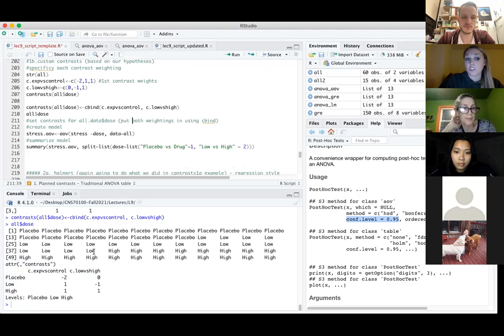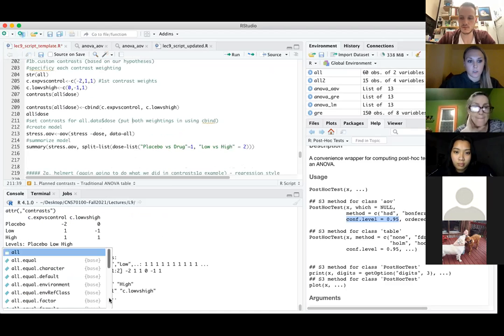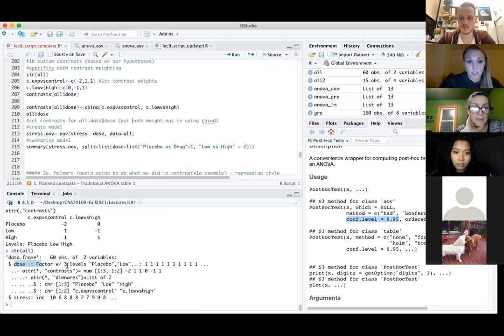So now that this is just all part of the data frame, if I do this structure again, you'll see this down here. Now look at dose. Not only is it a factor, but now it has this extra line, contrast, and it has that information in it. So this is just giving us information about the variable here.